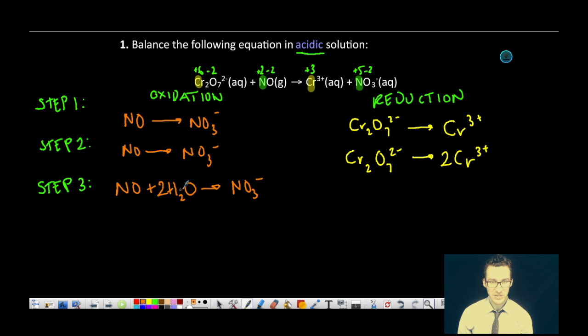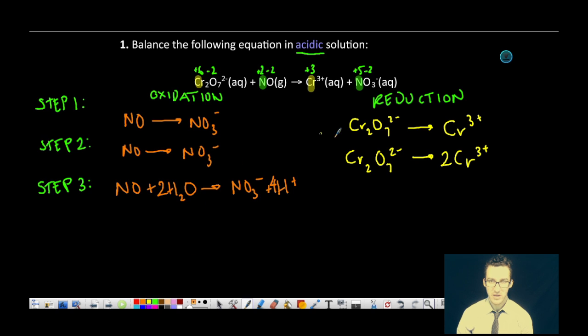To balance the hydrogen, we're going to add the hydrogen ions. And again, we can do this because we're in an acidic solution, and so we've got all these free hydrogen ions just sort of floating around. And we're going to add 4 of those hydrogen ions to match the 4 hydrogen ions that are on the left-hand side of the reaction. So now we've balanced all of the atoms for our oxidation half reaction.